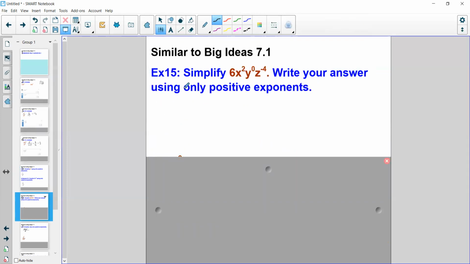Simplify this, write your answer using only positive exponents. So the 6 is good. X to the 2 is a positive exponent already. 0 is not really positive or negative, I guess, really at this point. Remember, anything to the power of 0, though, is 1. So technically what I have here is 6x squared times by 1, z to the negative 4.